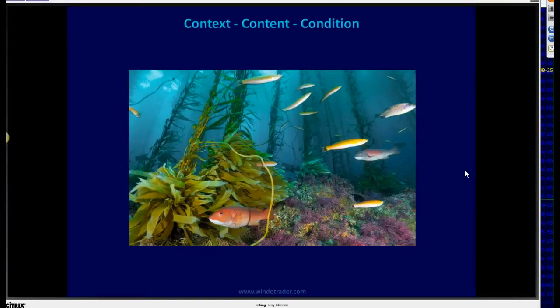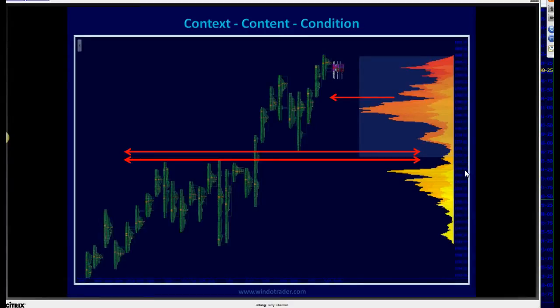Now what we're going to do is go through some charts, and I'm just going to point out some different things. And these are just different views and perspectives of what Window Trader Blue is capable of doing. Let's just start with the first one.